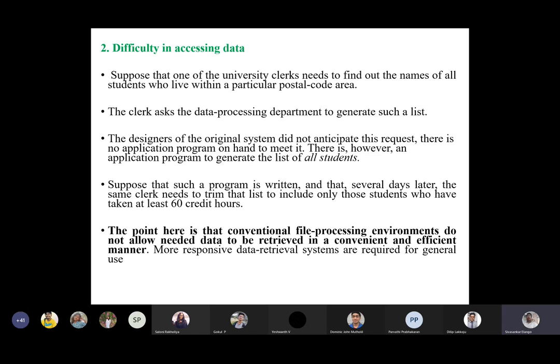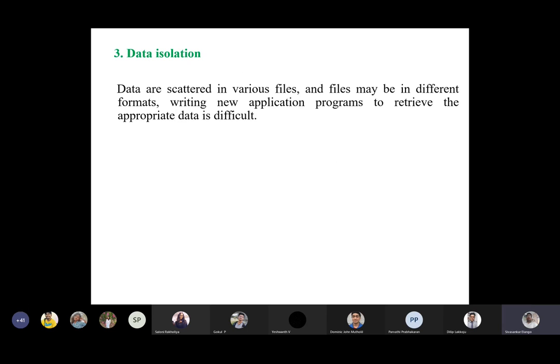Right? So the third disadvantage of file processing system is going to be data isolation, right? Data isolation means data is spread across multiple files, and files may be in different formats. It's known as data isolation. If you consider an enterprise which has existed for more than 50 years, data is scattered in various files, files may be in different formats, and they may be written in different programming languages. So writing a new application program to retrieve the appropriate data is going to be difficult.